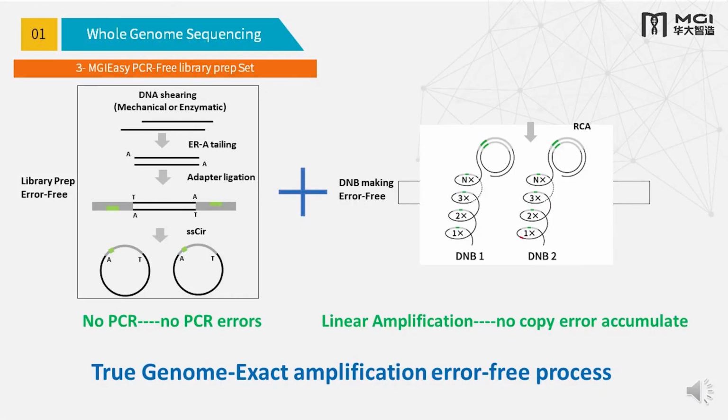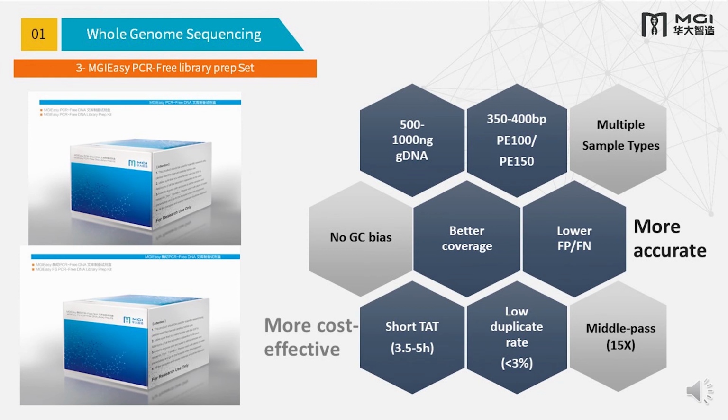For this PCR-free library kit, we start from 1 microgram of genomic DNA, and the recommended size is really tight. For PE100 and PE150, it fits most of these samples. We are still trying some very difficult samples, which are very degraded. And there is no GC bias. We have better coverage even with high GC content or low GC content, and we have lower both false positives and false negatives.